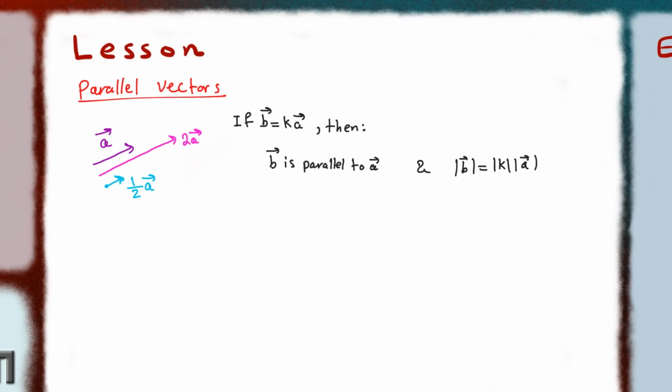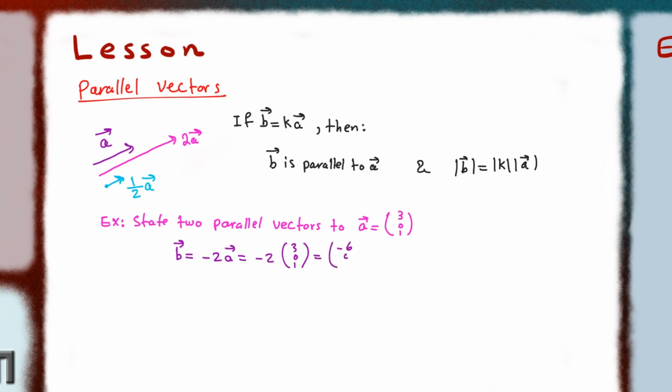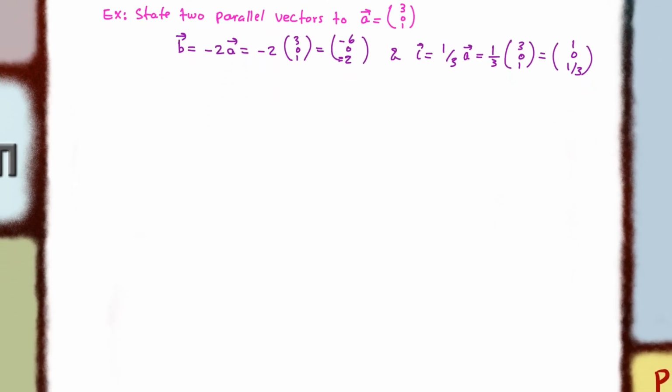For example, if we have a vector a with components (3, 0, 1), if we want 2 parallel vectors to it, we can just choose any random k values, for example, negative 2a, and find what that is, and we can find another vector 1/3 a, or k can be anything, and based on that we can come up with any vectors.